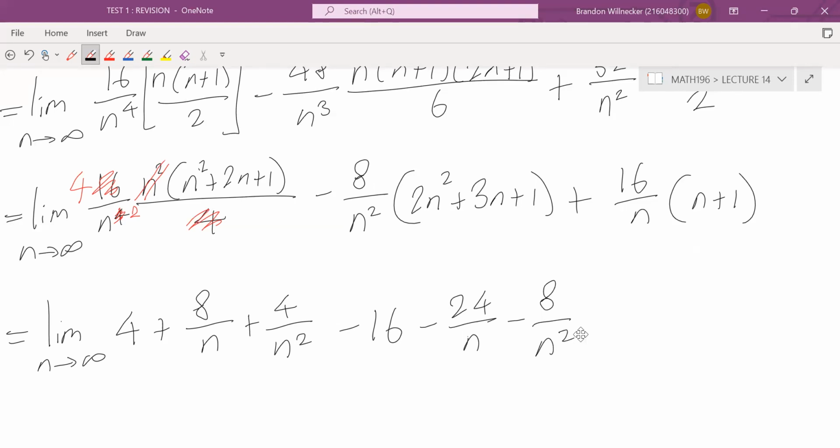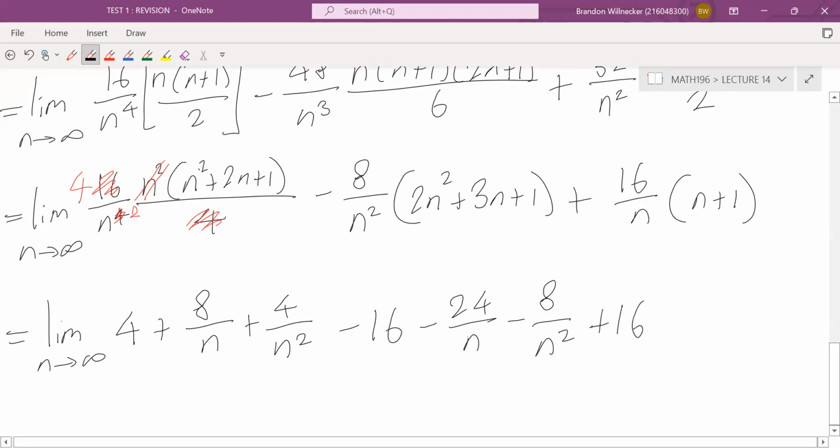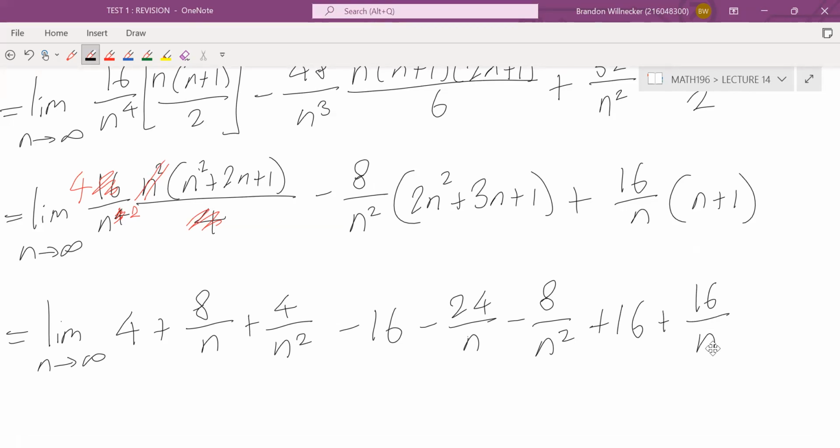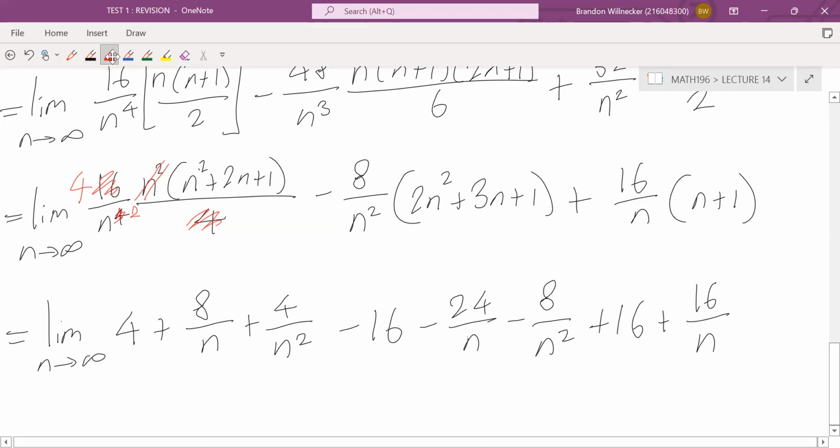Okay, last term, 16 over n times n. That's going to be 16. And 16 over n times 1. That's going to be 16 over n. Okay, now just looking at this, we've got a minus 16 and we've got a plus 16. So they are going to cancel.